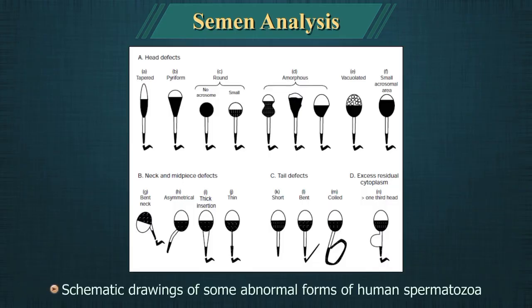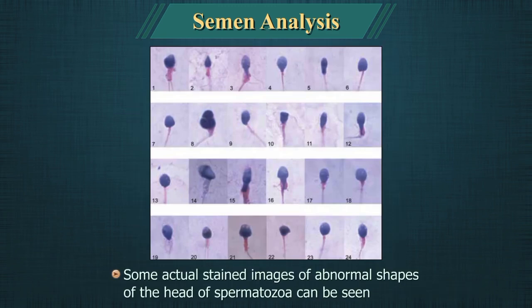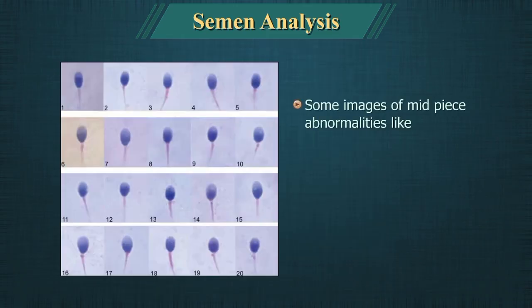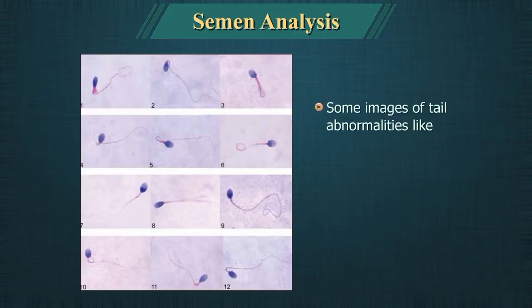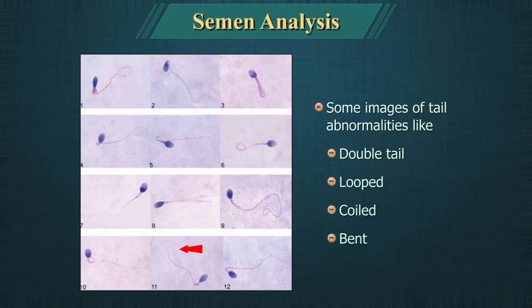Here you can see a schematic drawing of some abnormal forms of spermatozoa. Some actual stained images of abnormal shapes of the head of spermatozoa can be seen. Some images of midpiece abnormalities like thick, bent, too long, or irregular, etc. Some images of tail abnormalities like double tail, looped, coiled, bent, etc.